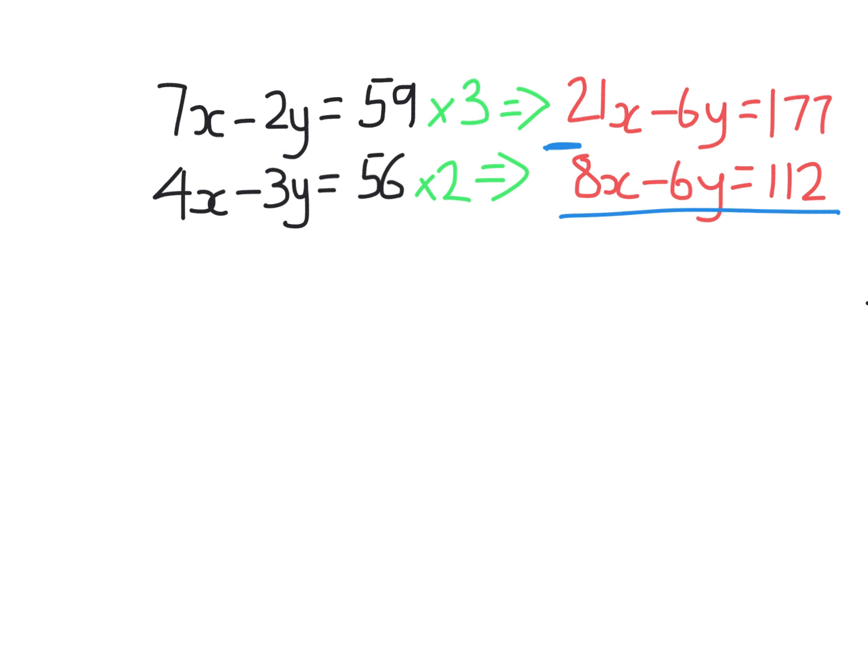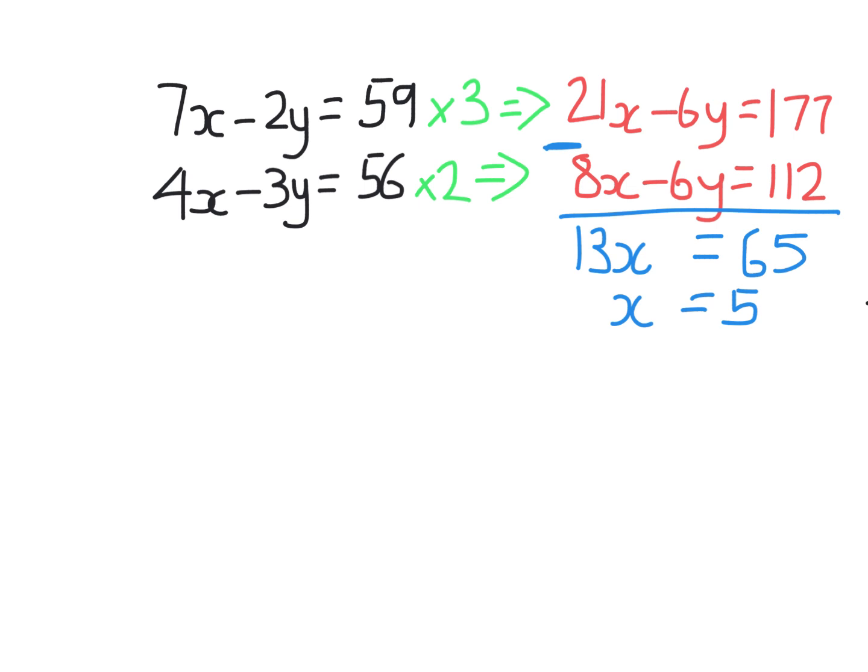So we're going to do similarly to how we did the last example. We go 21x minus 8x is 13x. Now negative 6y subtract negative 6y is 0. It's negative 6, that becomes a plus 6, equals 0. That's why we did it, to eliminate the y's. We also have to do 177 subtract 112, which is 65. So we've got 13x equals 65, and that means x equals 5.